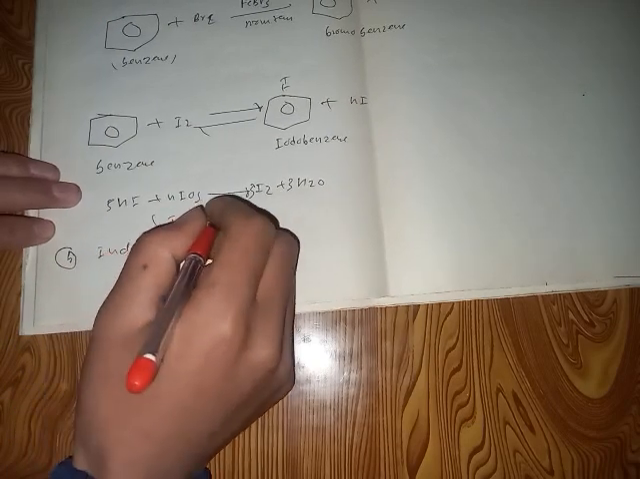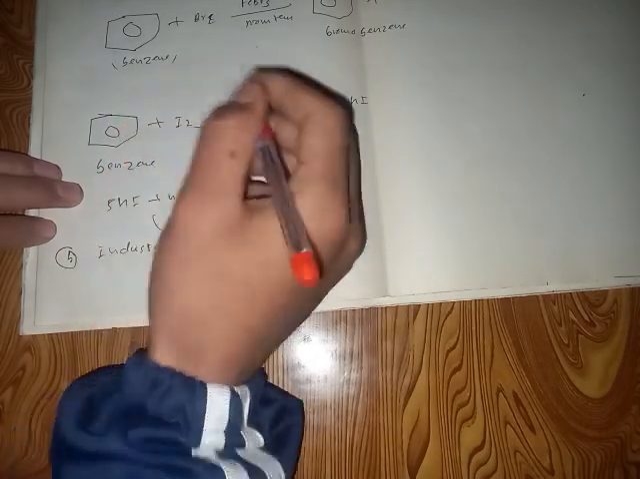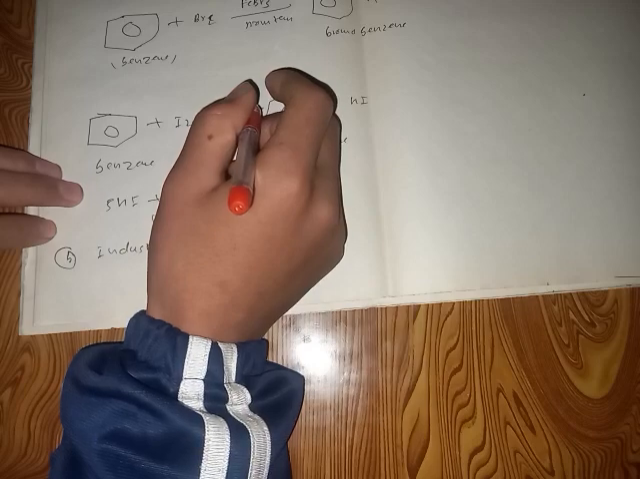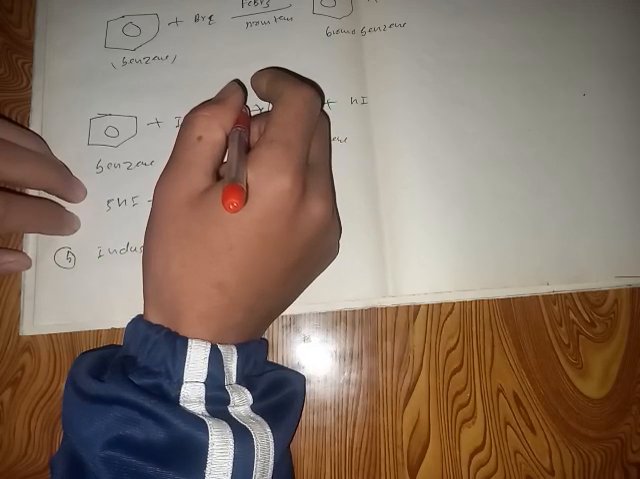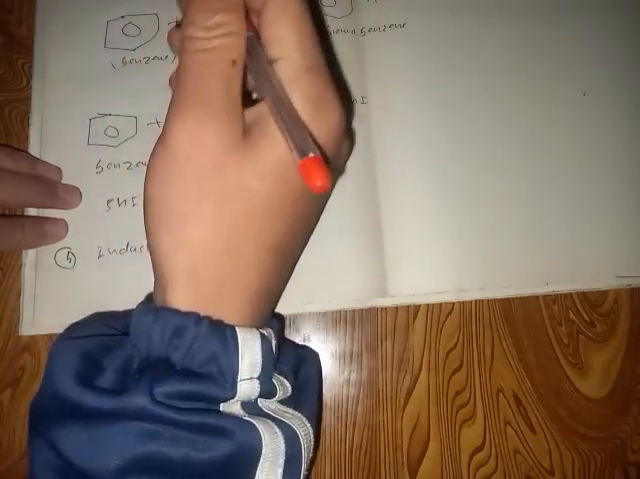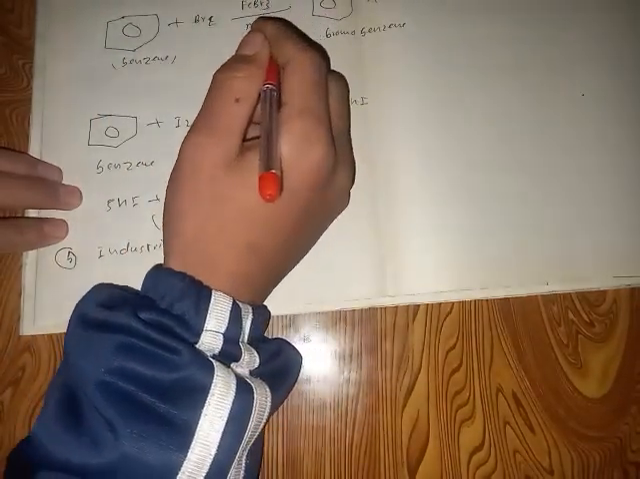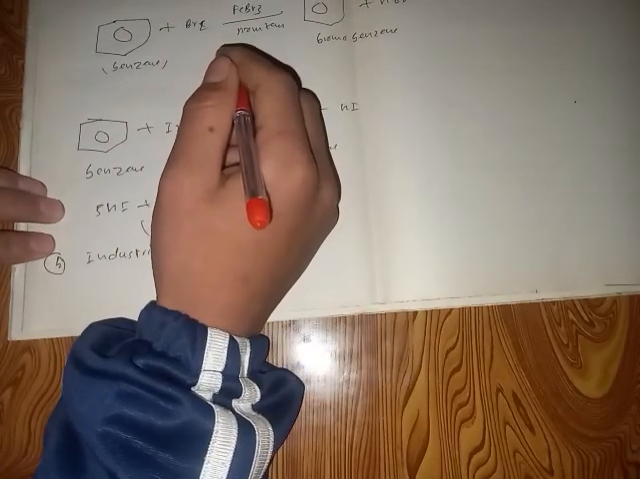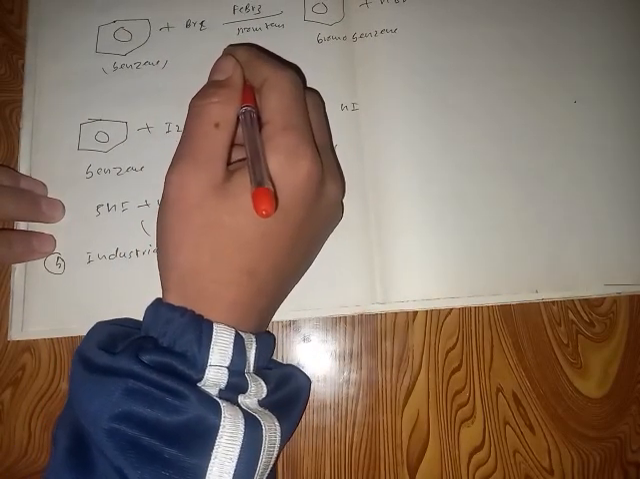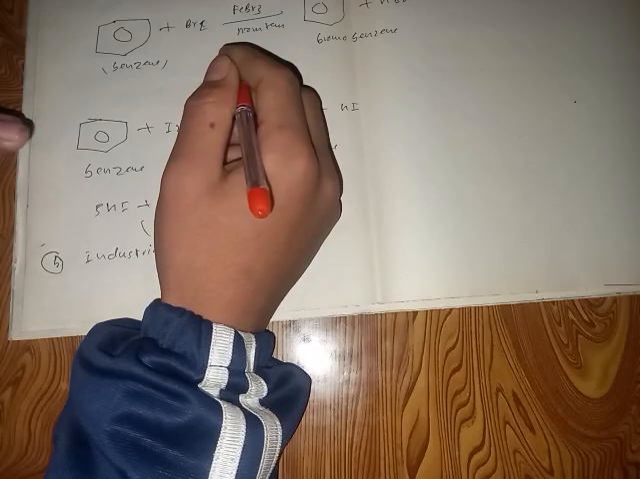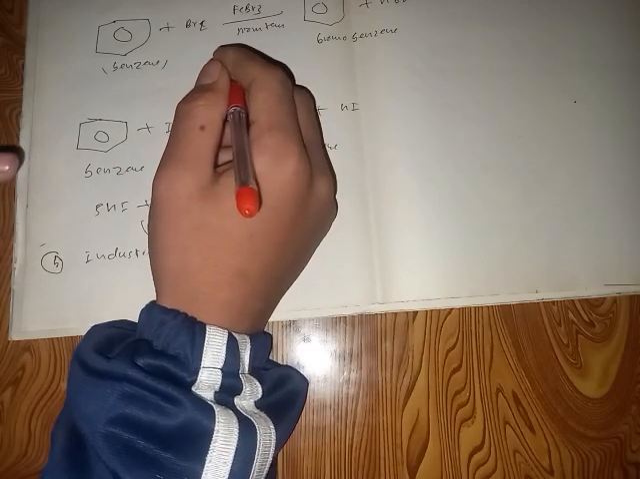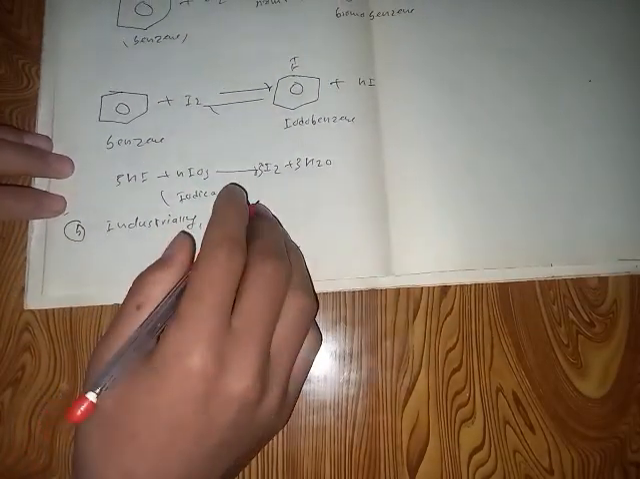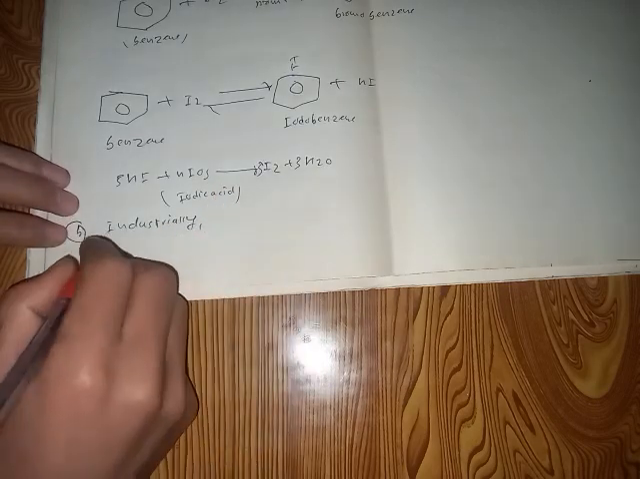Industrially, chlorobenzene is prepared by passing a mixture of benzene vapors, hydrogen chloride, and oxygen over cupric chloride as a catalyst at about 220 degrees Celsius to 230 degrees Celsius. This is called the Raschig process. It is most important, and I'm going to write down the reaction on my copy.